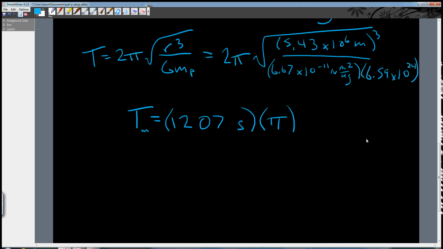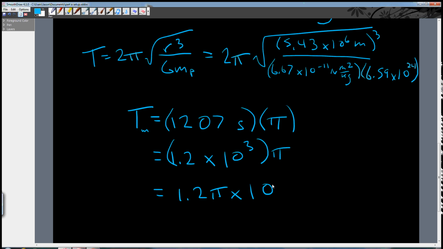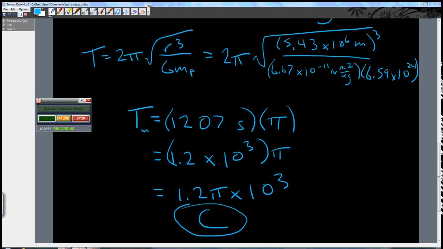And so if you look at the choices, they're all in scientific notation. So if I were to put this into scientific notation, it would be 1.2 times 10 to the third times pi, which can be written as 1.2 pi times 10 to the third, which is choice C. Hooray. Alright guys, see you at number 5.